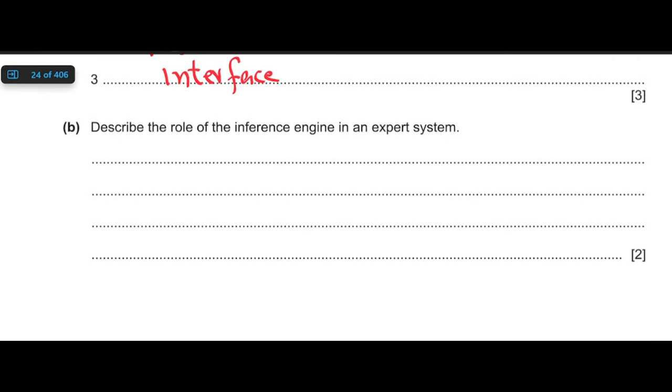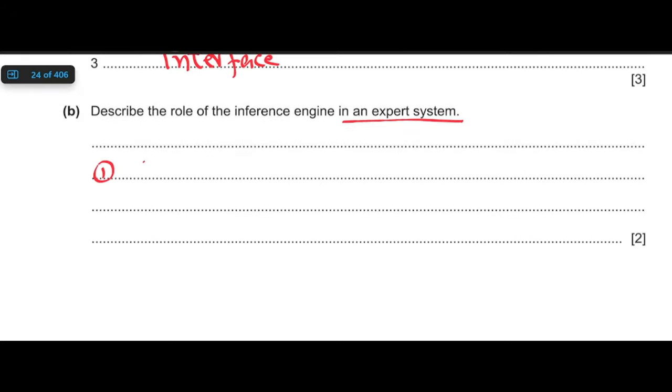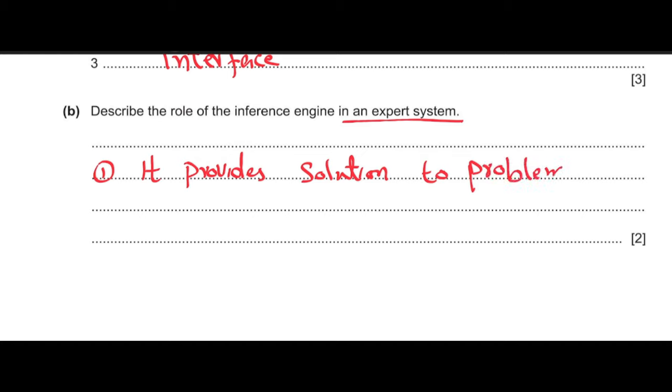Part B is describe the role of the inference engine in the expert system. What is the role of the inference engine? It provides solutions to problems. It's a two-mark question, so we need to write 2 points. The first point will be it provides solutions to problems. The second will be by applying rules to knowledge.